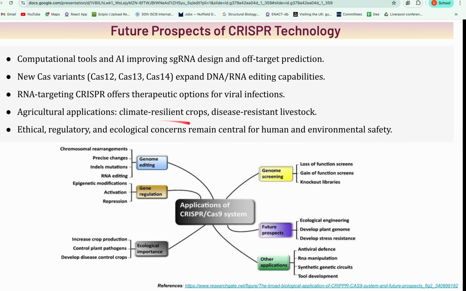Agricultural applications include climate resilient crops and disease resistant livestock. Then come ethical, regulatory, and ecological concerns, which remain central for human and environmental safety. So these are the applications which I have obtained from this paper. If you're interested, you can go through this link and read in detail what the applications of CRISPR technology are.